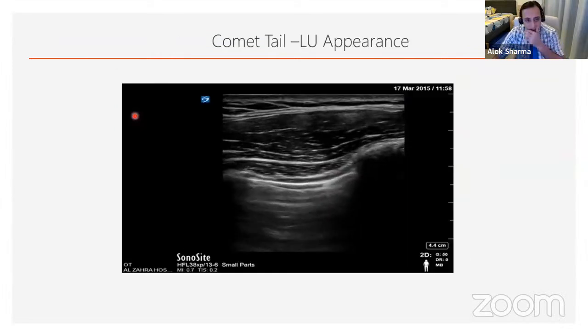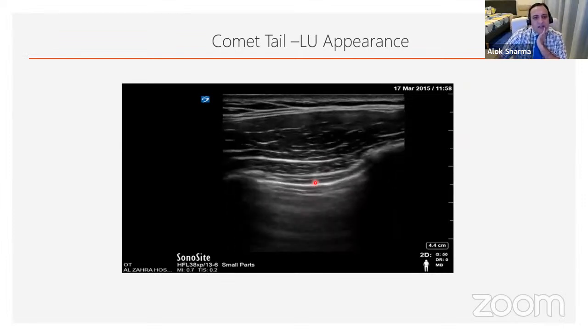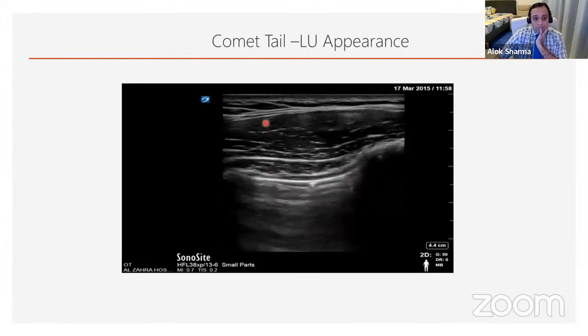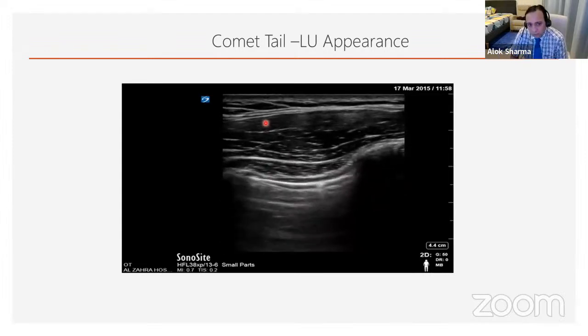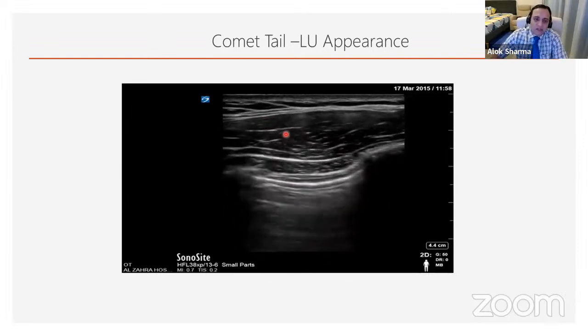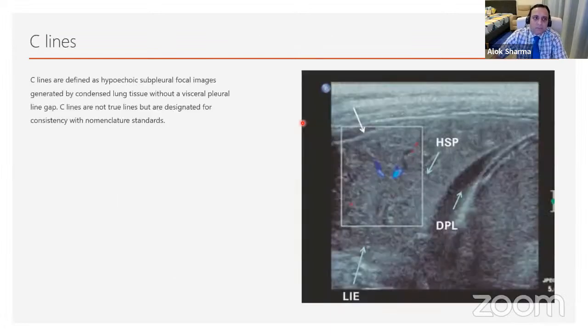Unlike what is described, again, this is a very nice image where you see pleural sliding, and you can see these small comet tails. They will also move with the pleura, but they will not go all the way down, and they are not B-lines. They should not be considered a marker of interstitial edema or pulmonary edema.